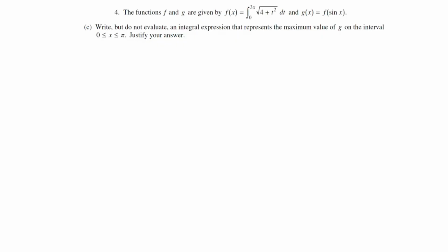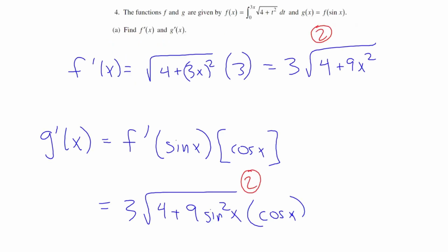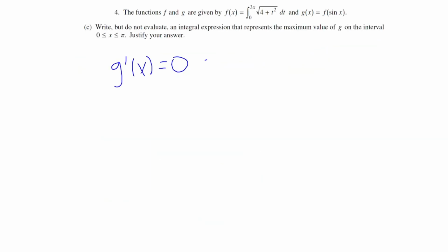And here in part C, it says write but don't evaluate an integral expression that represents the maximum value of g on the interval from 0 to pi. And so first we have to figure out when we might actually have a maximum, right? So when does g prime of x equal 0? And as we already looked at before, g prime of x was 3 times the square root of 4 plus 9 sine squared x times cosine x.